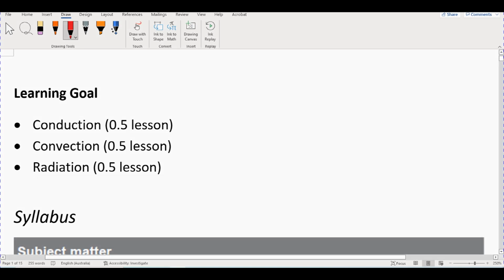Hi guys, this will be video number 6 on thermal physics, and this is the last video before we meet. In the previous video we've done conduction and convection, and right now we're on radiation.